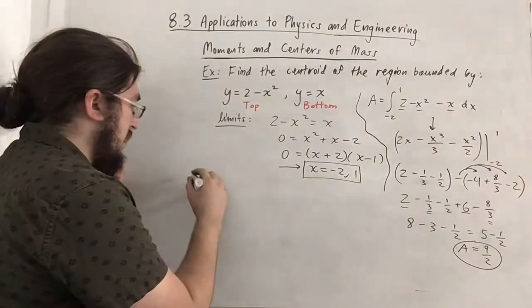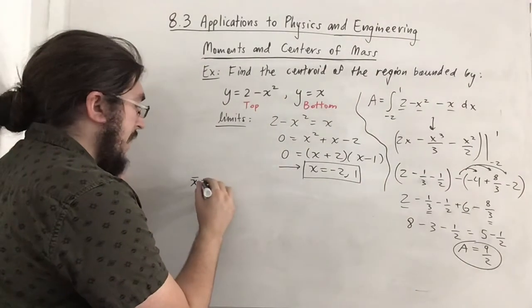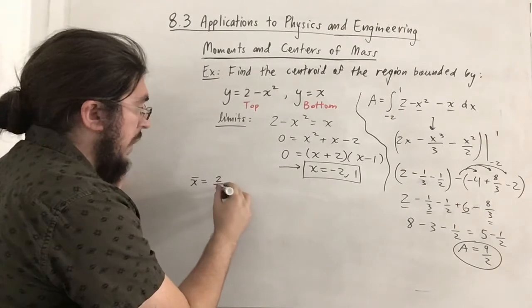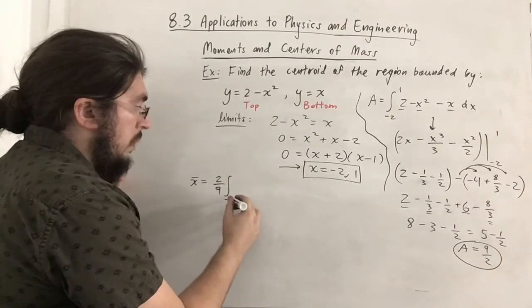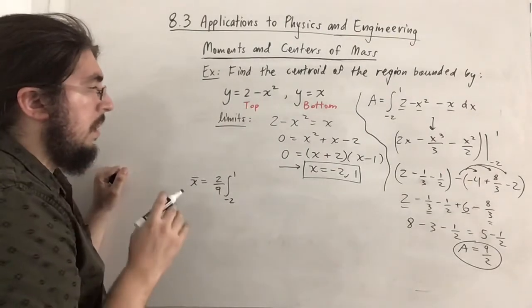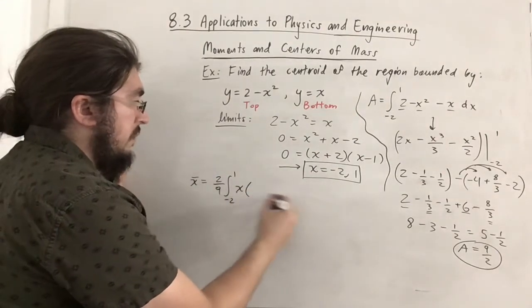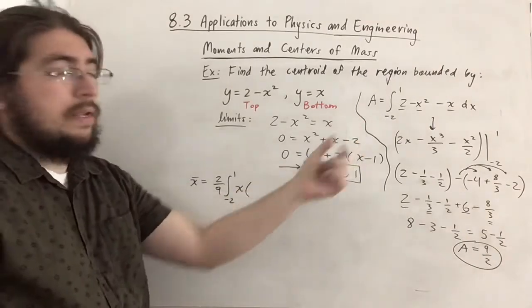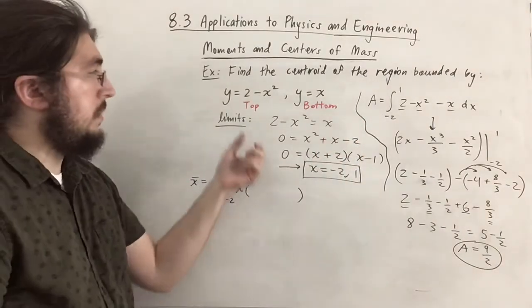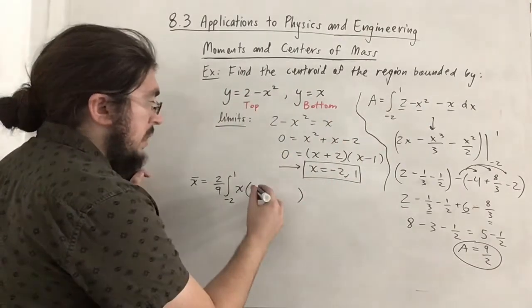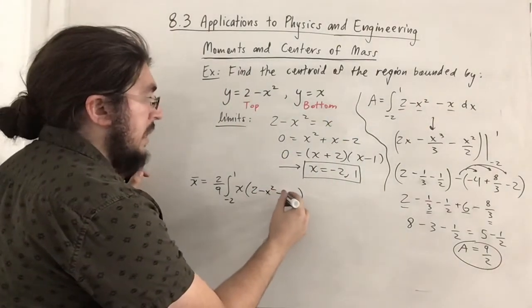Hopefully we have space at least for x bar, so let's see. X bar is going to be 1 over the area, so that's just the reciprocal of the area, so 2 over 9, when we say integral between our limits in order from smallest to biggest, so negative 2 to 1, of x times the difference of the functions. Now the difference of the functions we kind of did already, and again we want to do top minus bottom always. So top minus bottom is exactly going to give us this. So notice that's just 2 minus x squared minus x.